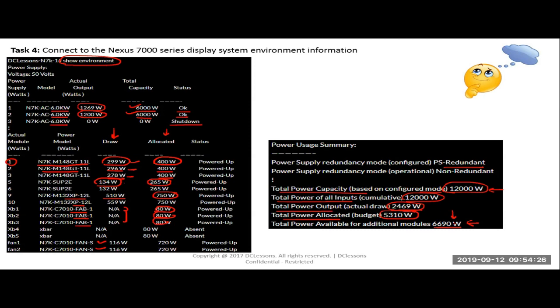As soon as your traffic starts increasing, and as soon as your line card, supervisor engine, and fabric module start requiring more and more power, this amount will get reduced. So this is how the show environment command runs.